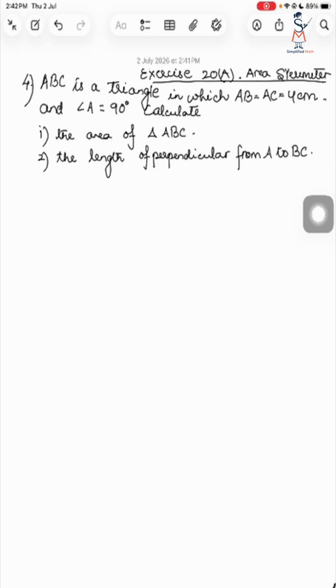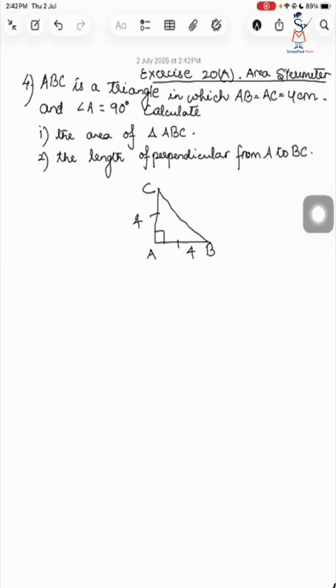So first we will make that triangle. It's A at 90, that means angle A is 90 degrees. This is A, so this has to be B and this has to be C, or vice versa. So what we see, AB is equal to AC, given, that is 4.